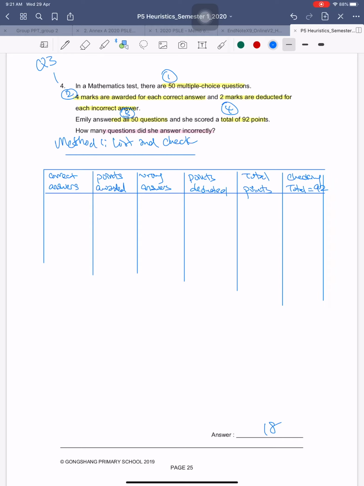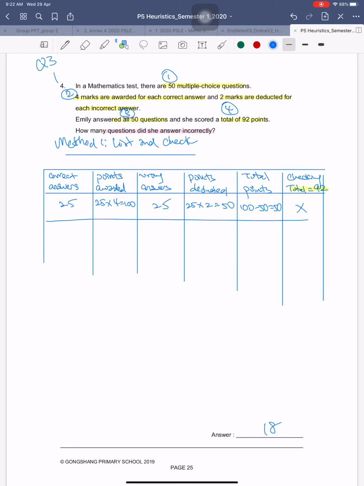Okay, alright, so let's start off. Since the total is 50, let's divide it into 25. So for 25 correct answers, she will get 25 times 4, so that will be 100 points. However, if she answered 25 answers wrongly, she will get 25 times 2, 50 marks deducted. Alright, so the total marks that she will get will be 100 minus 50, 50. The total has to be 92. So this is wrong, and it's too little.